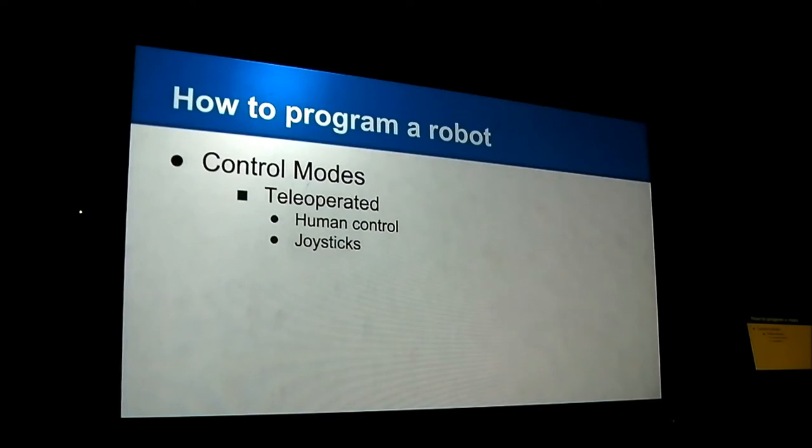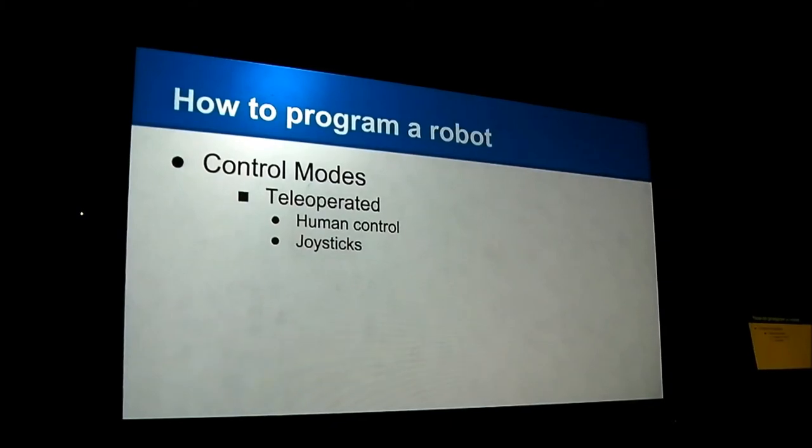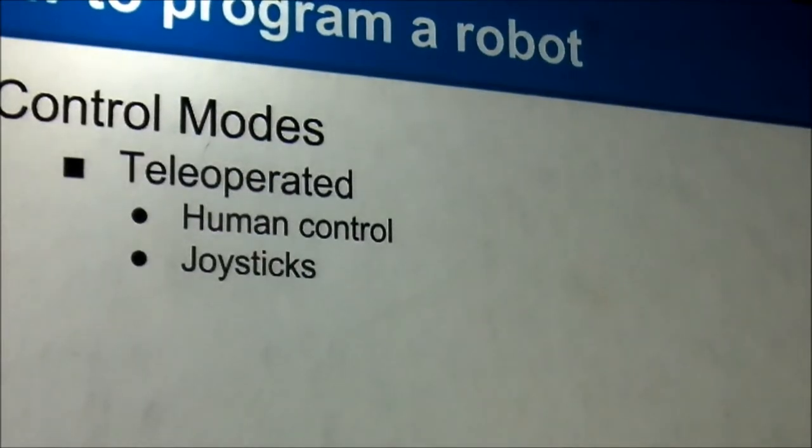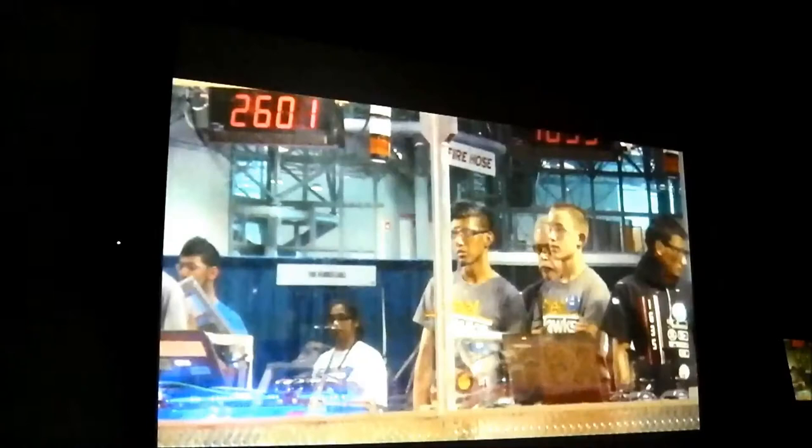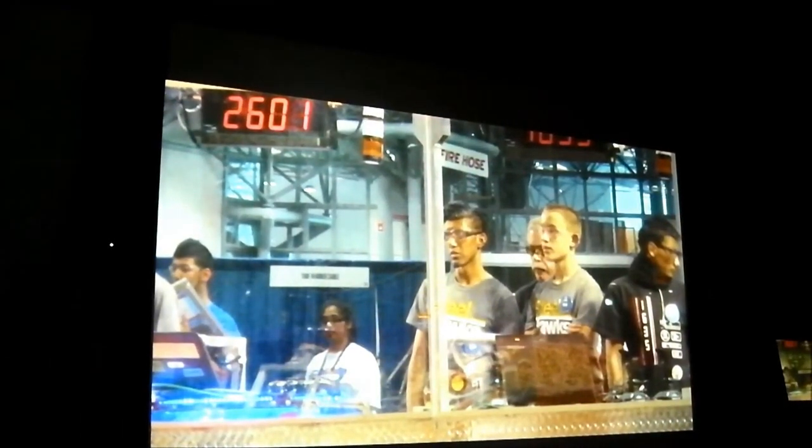Finally, after you're done coding, compiling, running, and deploying, there are two different control modes during the actual competition. This isn't universal, it's just for us. The first control mode is teleoperated, so we have human control, we have a pair of joysticks and a laptop, and people drive the robot, and it connects to the robot. There's a laptop there, and they're just driving the robot.